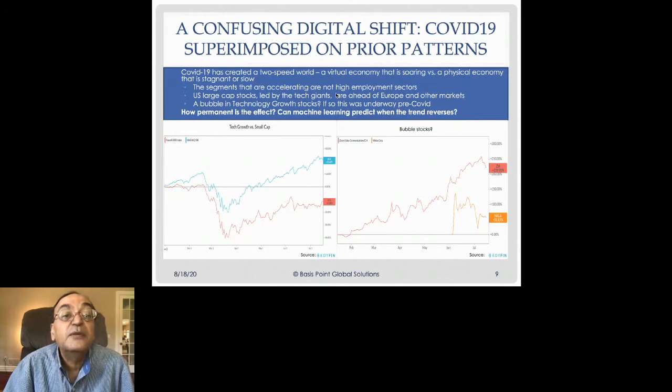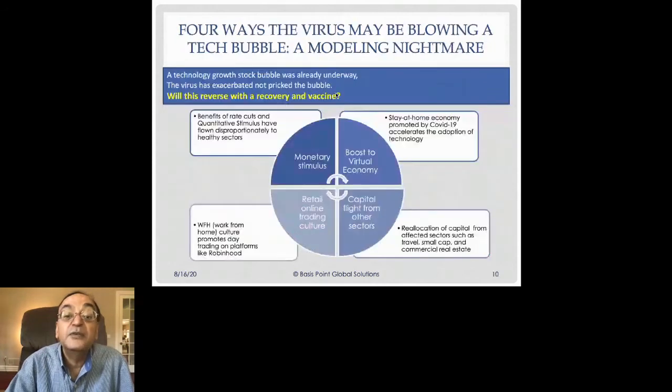These segments, and this is primarily a large cap tech stock type of rally, healthcare is another element of it. And it is sufficiently strong for us to perhaps call it a bubble. And if there's a bubble there, it was already underway pre-COVID. But the question now is, how permanent is this effect? And can machine learning really predict when that trend would reverse?